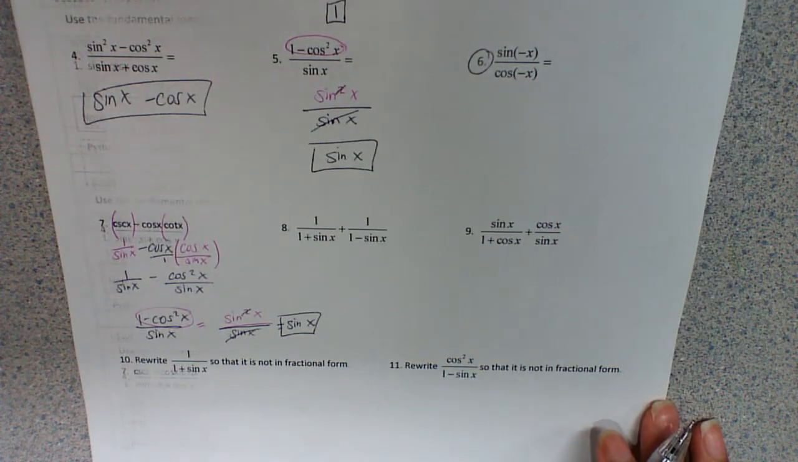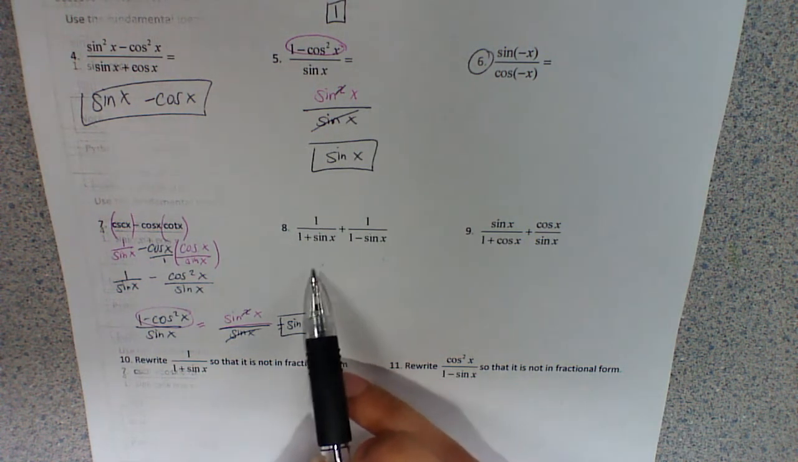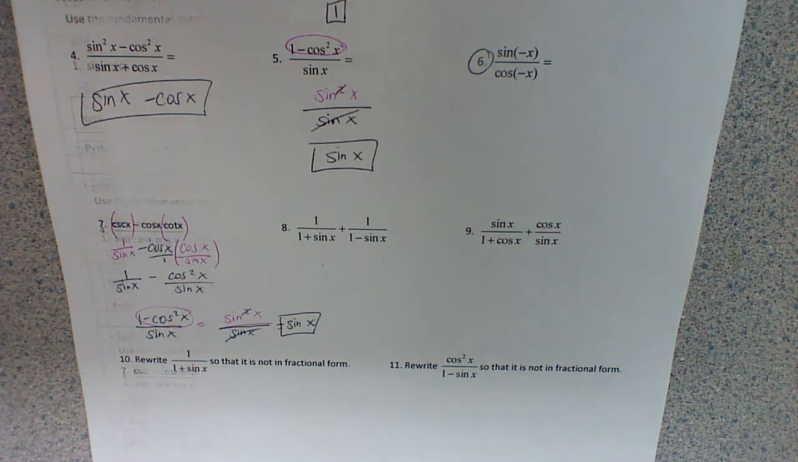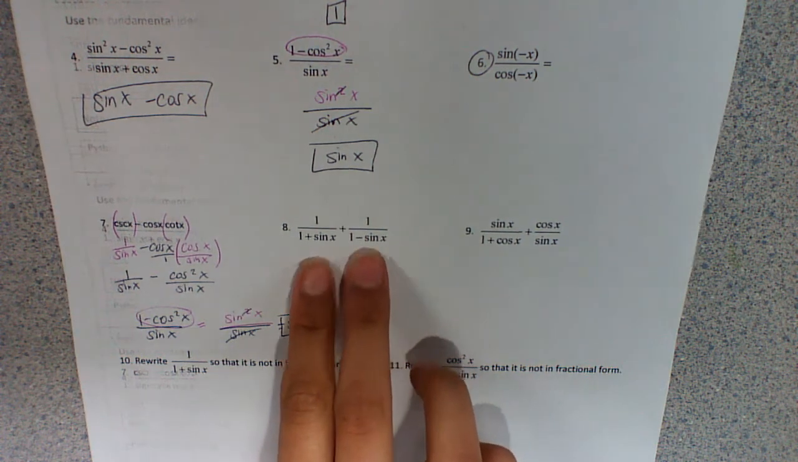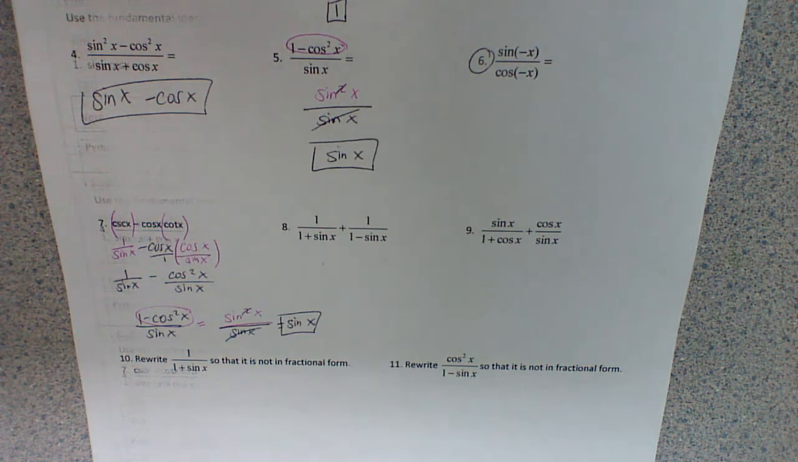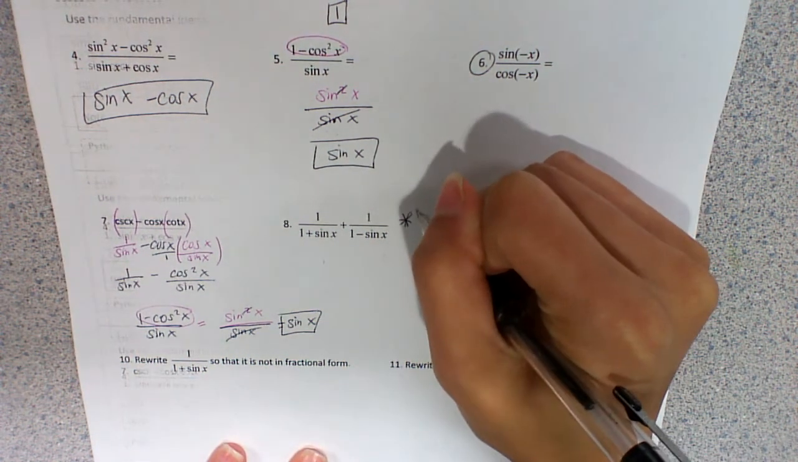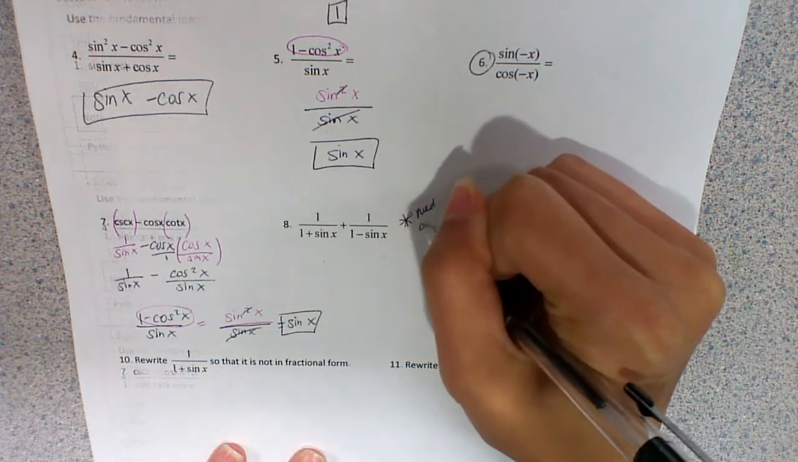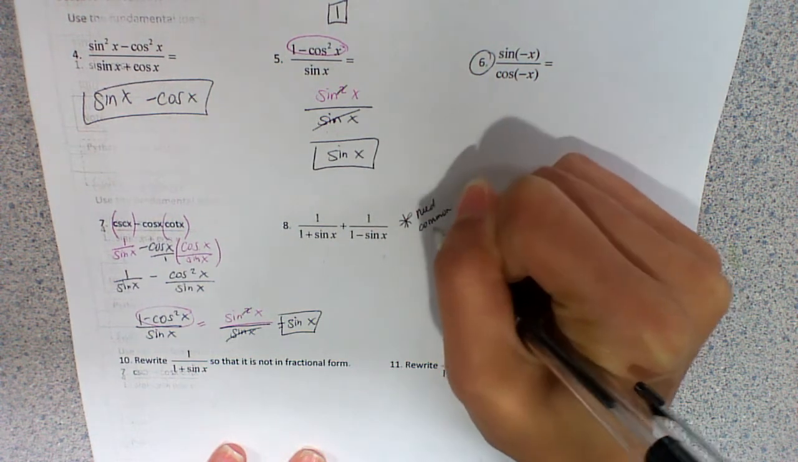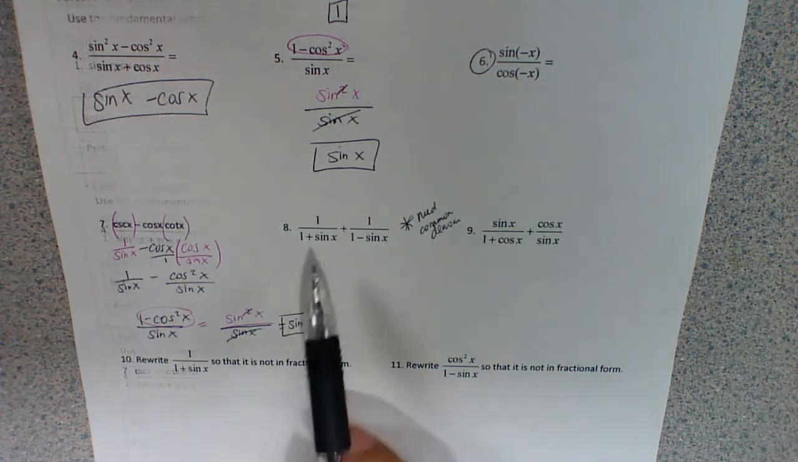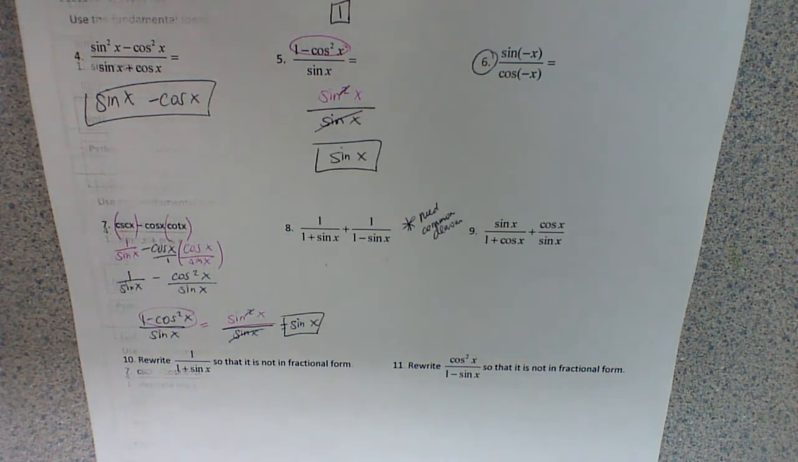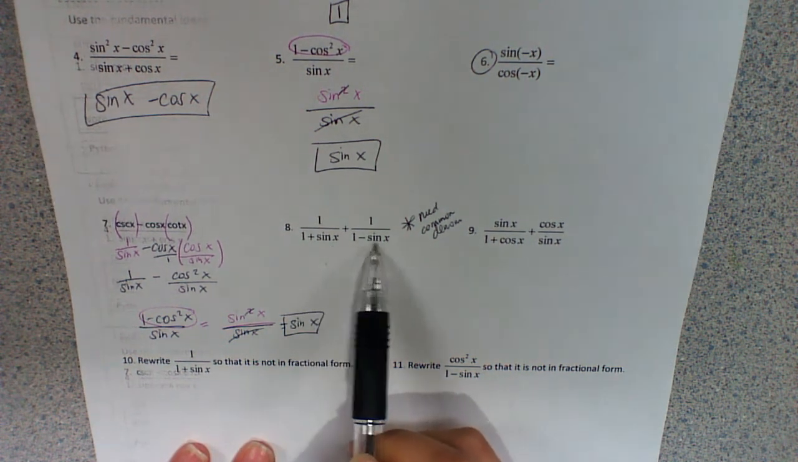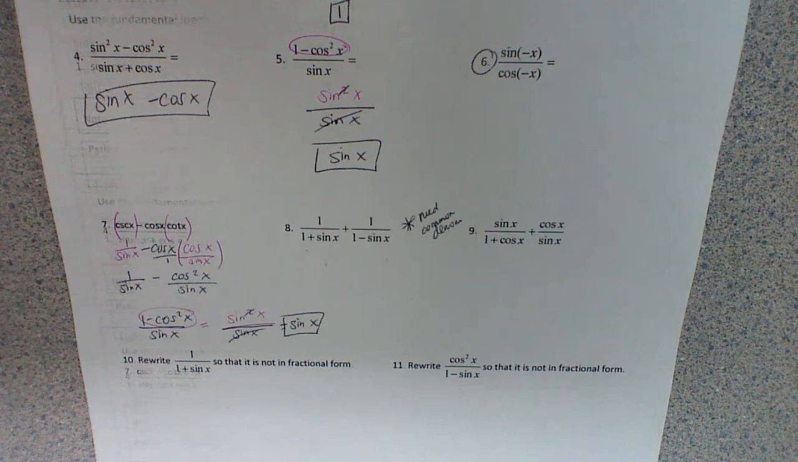Number 8, you have two fractions there, no squares, so I know I can't use the Pythagorean theorem, at least not right now. The only thing I can do right now is get a common denominator. So to be able to do anything, I need to get a common denominator. Because they both have ones, they both have sine, I can't just say, oh, let me just add a negative somewhere. I can't do that because 1 plus sine and 1 minus sine are actually units by themselves.